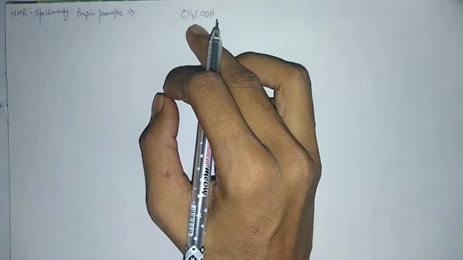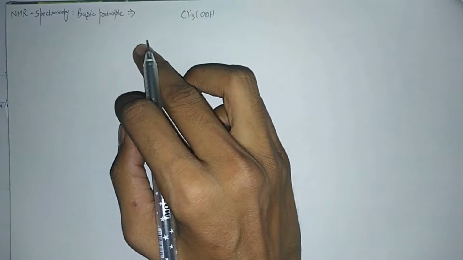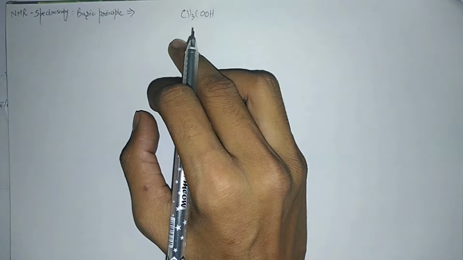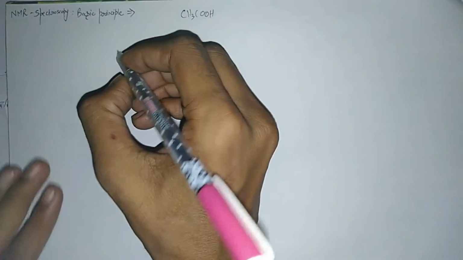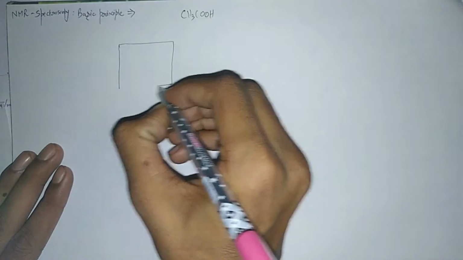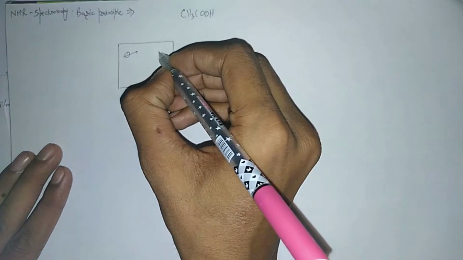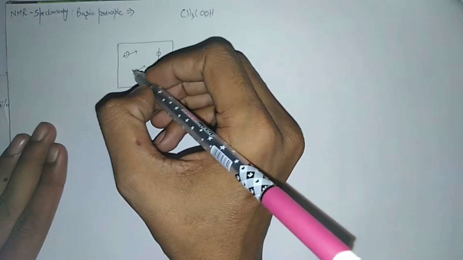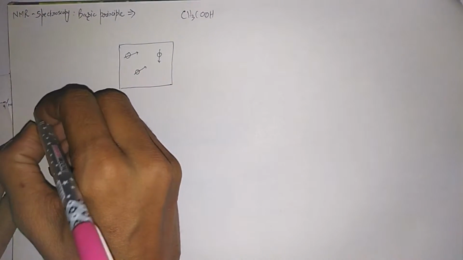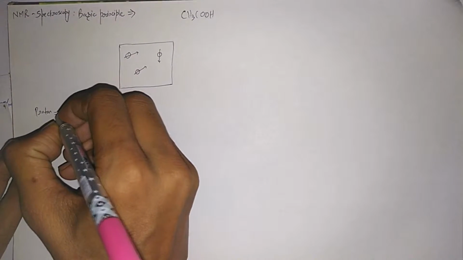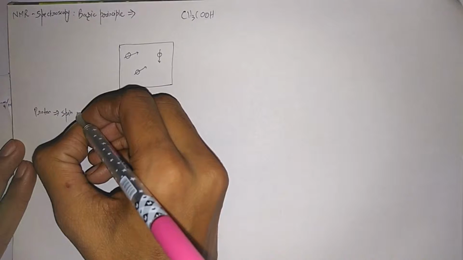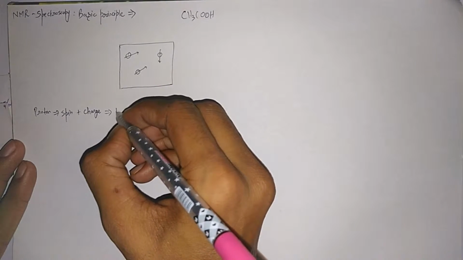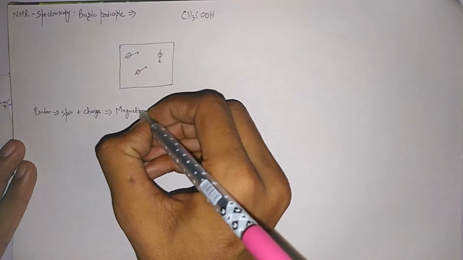Initially, when our compound is not subjected to any external magnetic field, all the hydrogen nuclei, or simply the protons, are in random orientation, where these arrows represent the net magnetic moment of the individual protons. Since a proton has some spin and charge, the individual proton is always associated with some magnetic moment.